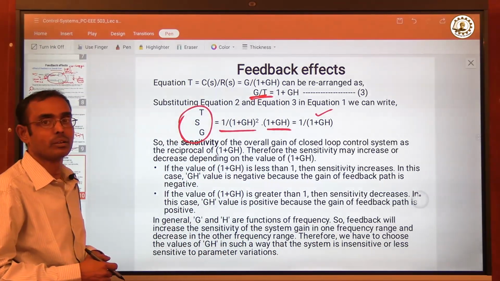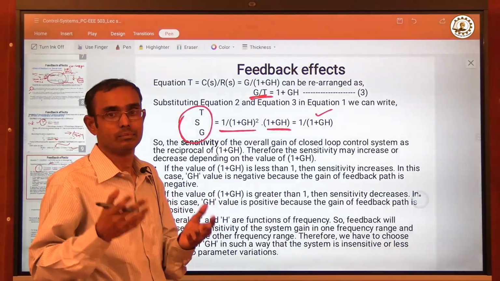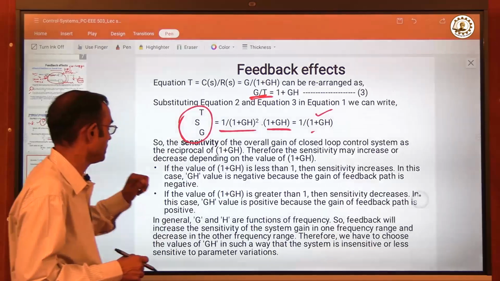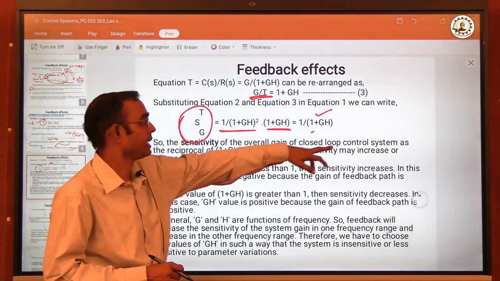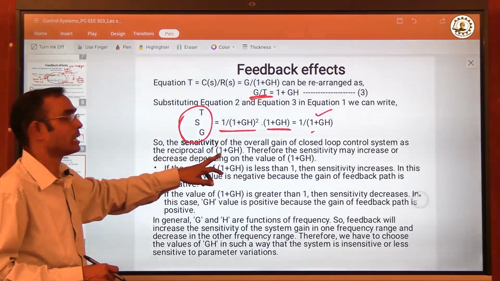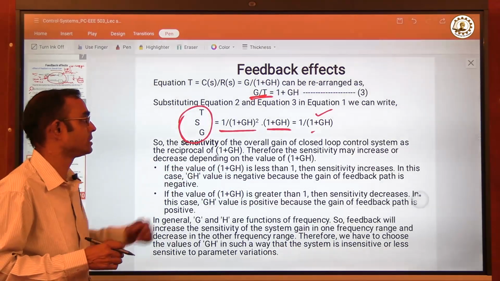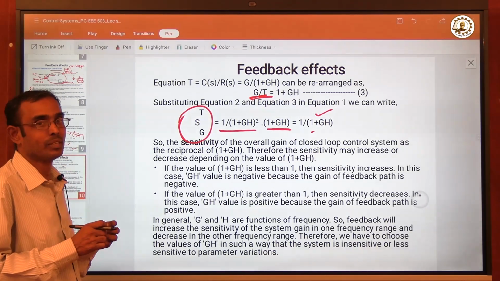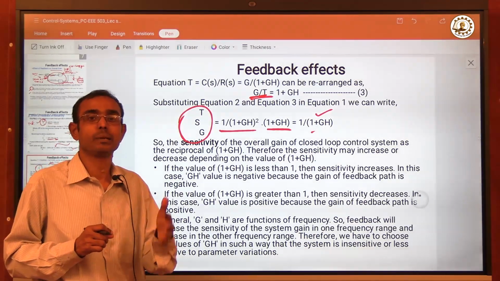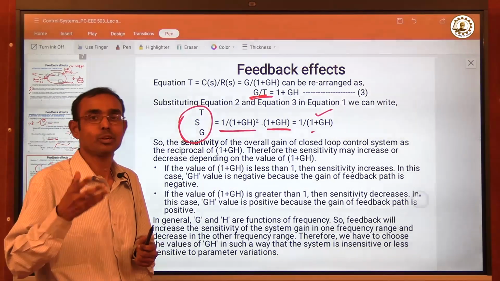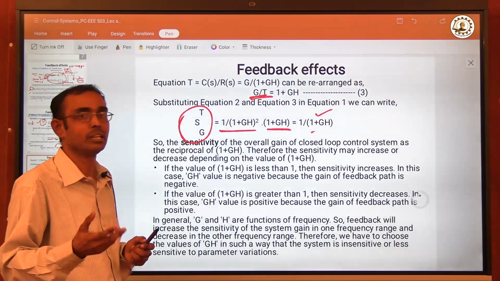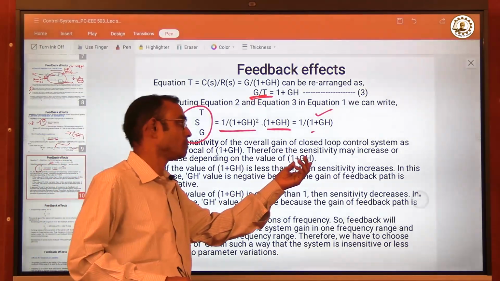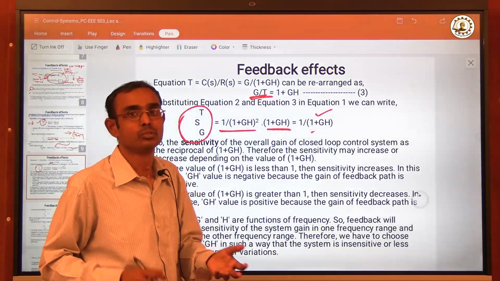So how can we explain the term sensitivity? It is 1 by 1 plus gh. That means the sensitivity of the overall gain of the closed loop system is the reciprocal of the 1 plus gh term. So the 1 plus gh term is a very important term while explaining the effect of feedback on gain or the effect of feedback on sensitivity. This 1 plus gh term is important everywhere.